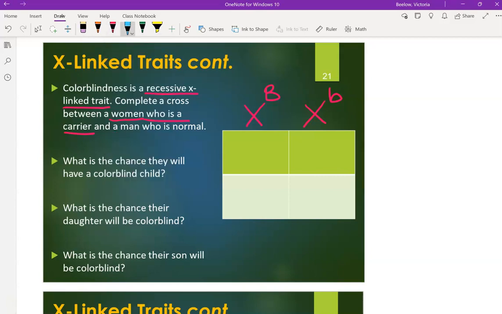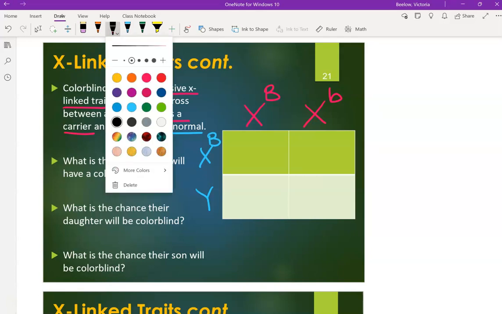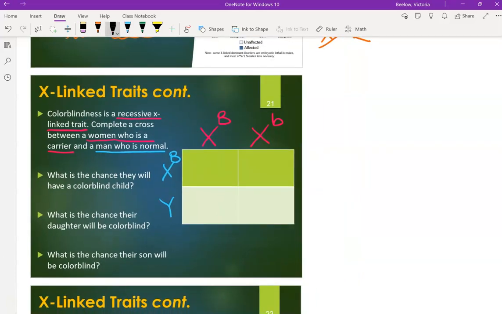And then we're going to cross that with a man. So we're going to put the male here on the side, who is normal, meaning he is not colorblind. So if he's not colorblind, and if color blindness is recessive, then he must have a capital letter. Okay? So a female carrier would be this, and this would be a normal male.